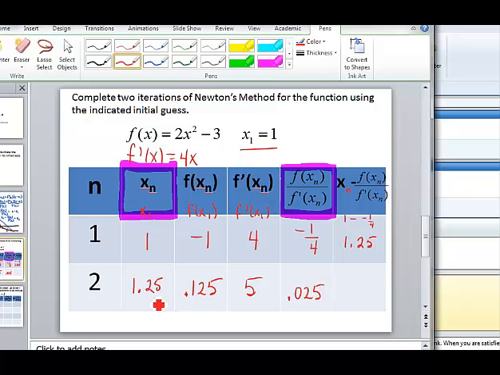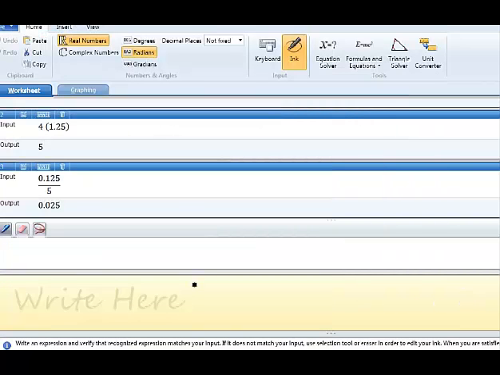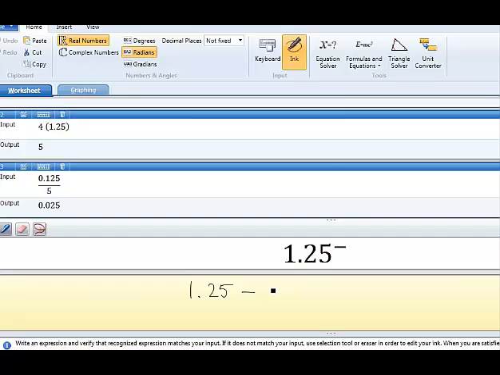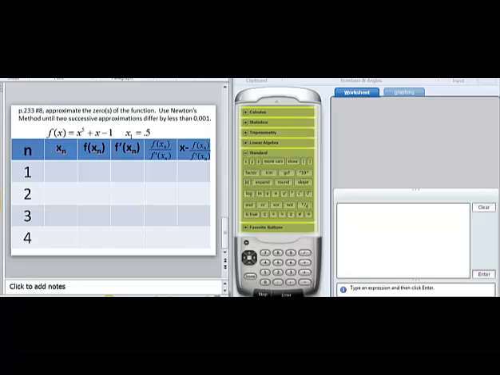And the last thing I do is I subtract my initial value over here, 1.25, minus 0.025.